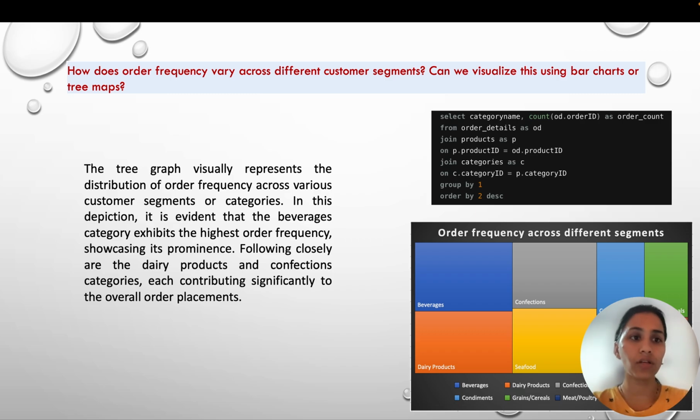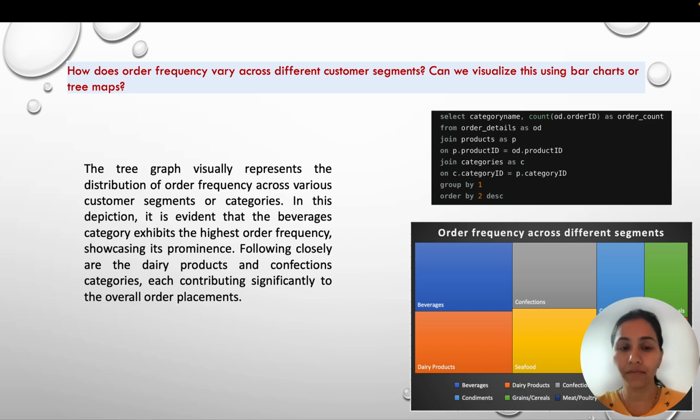Moving forward to the next question, how does order frequency vary across different country segments? Can we visualize this using a bar chart or a tree map? For this one, I have taken a data set in the SQL query, category name and count of order IDs, grouping by categories. So from the data set which we are getting from this query, we will be plotting a tree map graph for the order frequency across different segments.